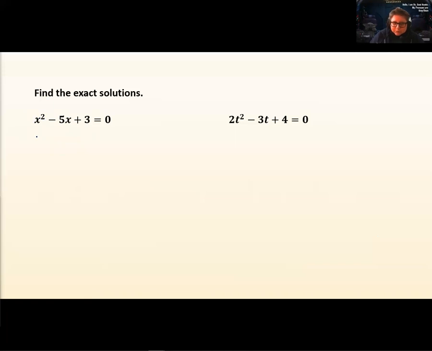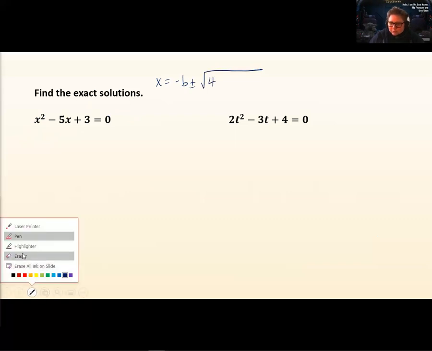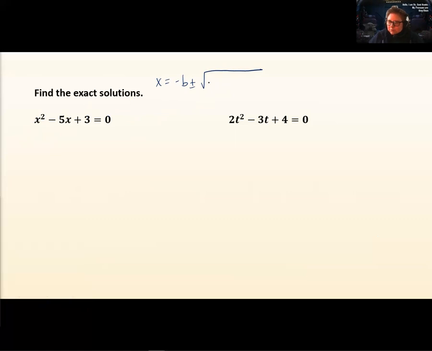What do we use? What formula? Yes, good job, Cadence. Quadratic formula. So we're going to use that: x equals negative b plus or minus the square root of b squared minus 4ac, all over 2a.